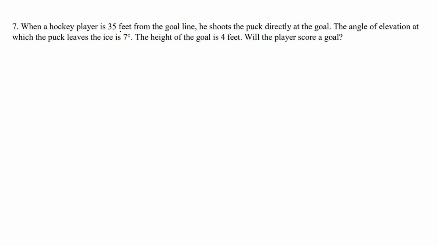When a hockey player is 35 feet from a goal line, he shoots the puck directly at the goal. The angle of elevation at which the puck leaves the ice is 7 degrees. The height of the goal is 4 feet. Will the player score a goal?